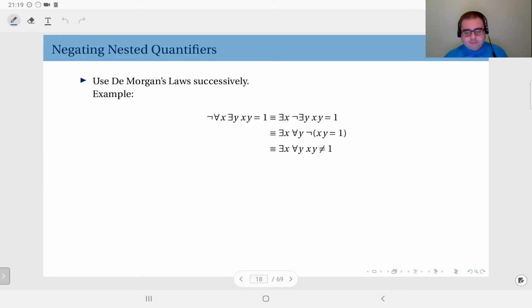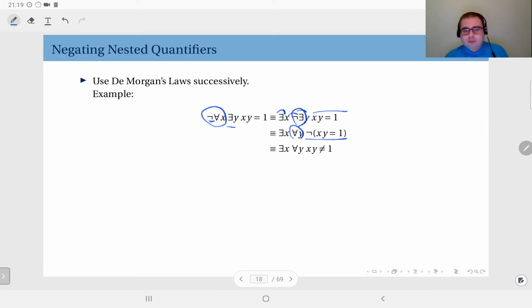Here's an example that is simple. Not for all x, there exists a y such that x times y equals 1. So what you do is look at this, switch the quantifier to existence, and put the negation inside. So here you have not that exists a y, xy equals 1. Again, you have a negation in front of a quantifier. So what you do is you switch the quantifier into for all, put the negation inside, not xy equals 1.